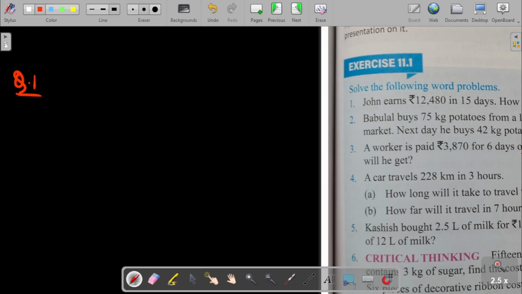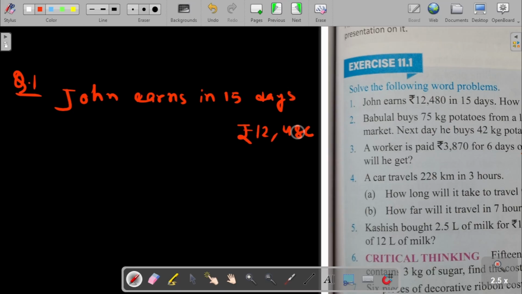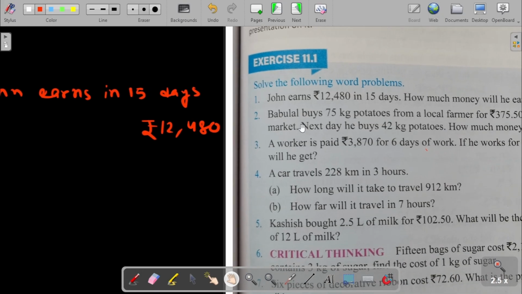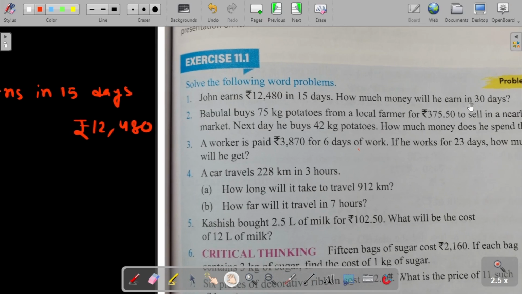So John earns in 15 days 12,480. তাহলে আমরা প্রথমে কি বের করে নেব? এখানে কোশ্চেনে কি বলেছে? 15 দিনে 12,480 টাকা ইনকাম করছে, আর্ন করছে। তাহলে হাউ মাচ মানি উইল আর্ন 30 ডেজ?